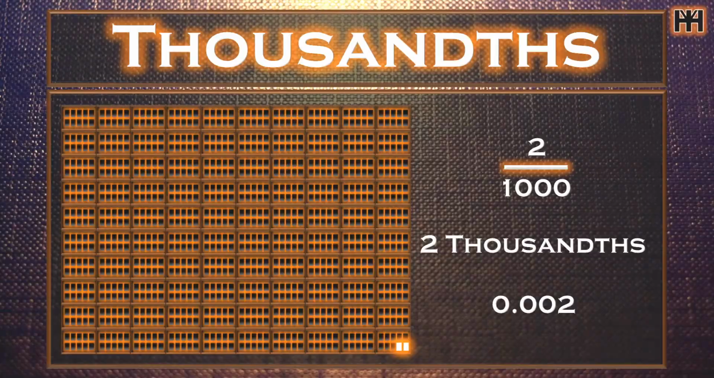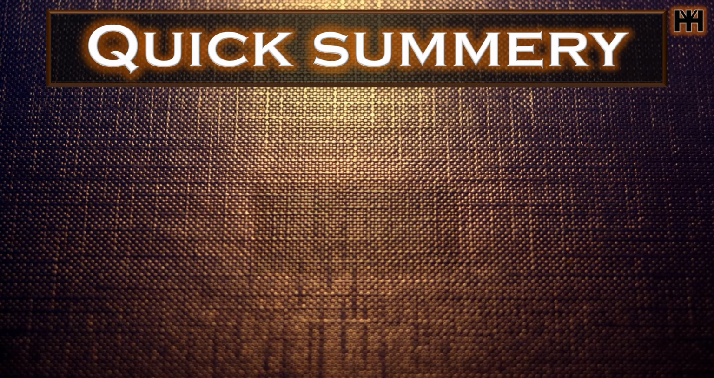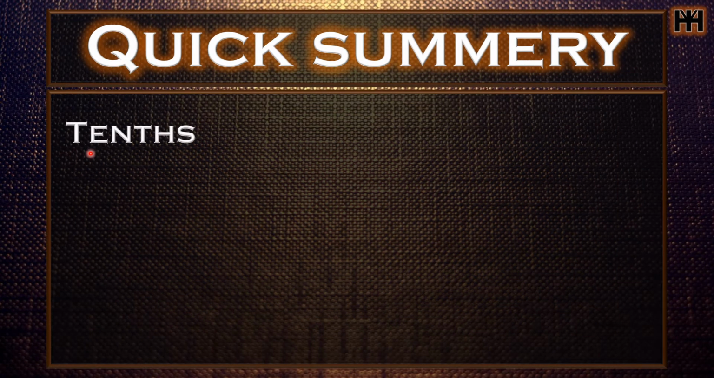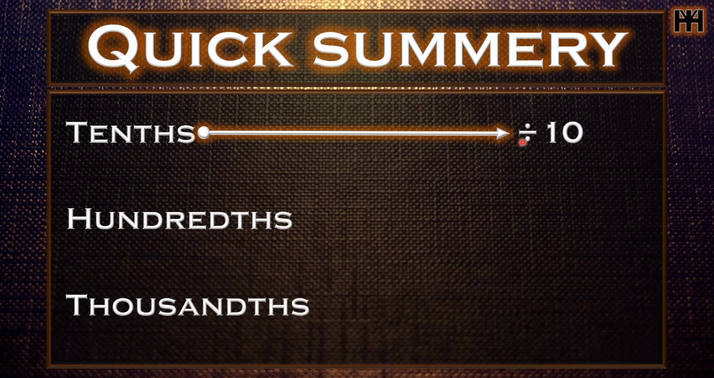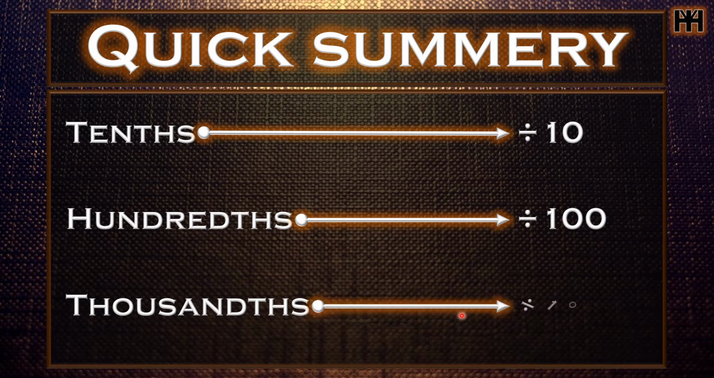Quick summary for the tenths, the hundredths and the thousandths. Tenths, we can call it divide by 10, and hundredths, it's divide by 100, and thousandths, it's divide by 1000.